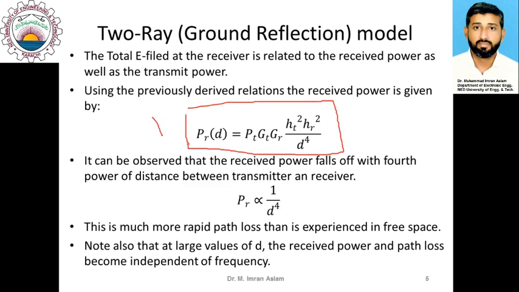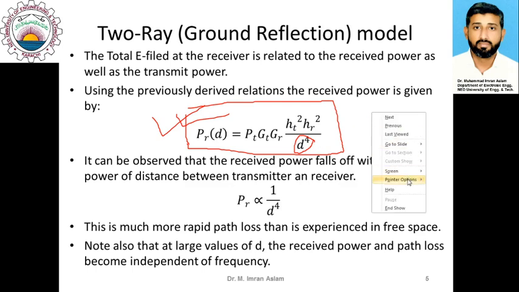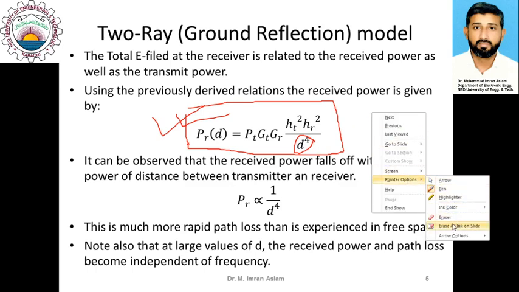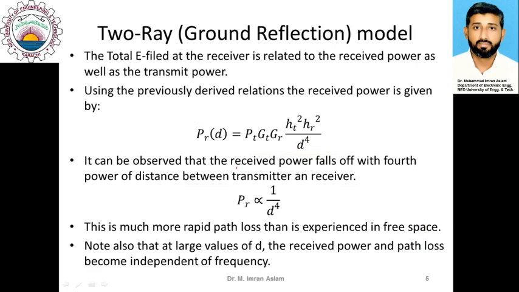So this is the received power when we are using the ground reflection model, and you can see that for ground reflection model, this received power is actually related to the fourth power of the distance. So this received power falls off with the fourth power of the distance. Alternatively, we can say that the received power is actually inversely proportional to the fourth power of the distance.